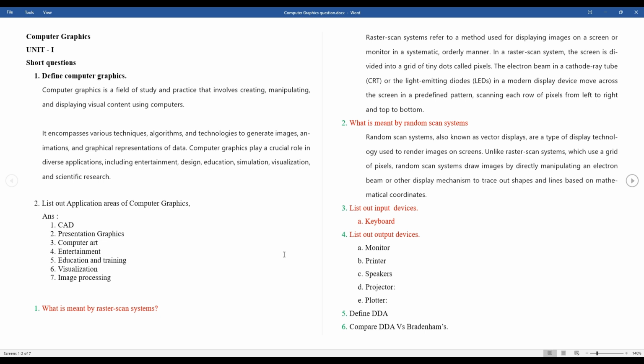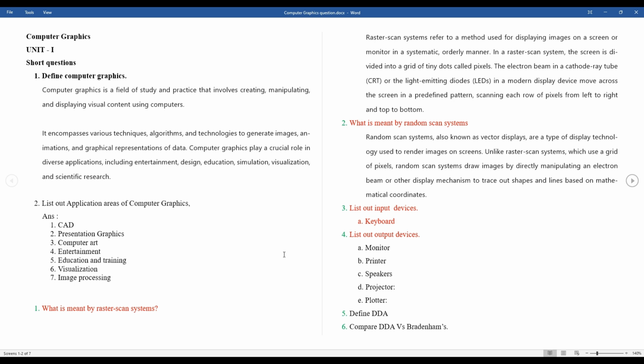What do you mean by raster scan display? Raster scan display displays the image on the screen of the monitor in a systematic, orderly manner. In this display device, all the dots per inch will be there, and they are scanned from left to right. What do you mean by random scan display? It has vector displays. It is the technology used for rendering the image on screen. Unlike raster scan display, which uses a grid of pixels, random scan draws the image directly by manipulating the electron beam on the screen.